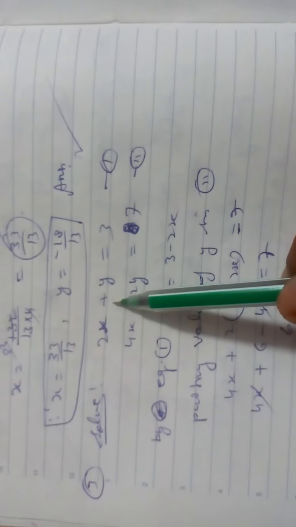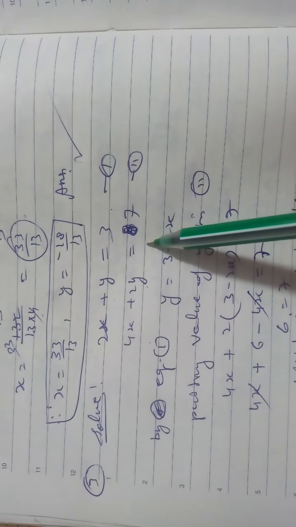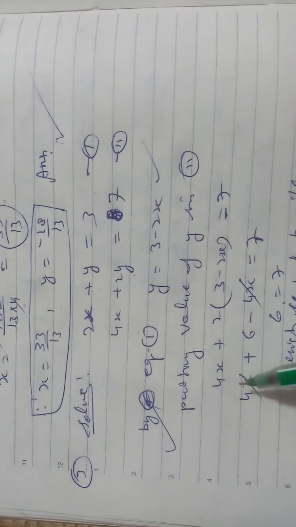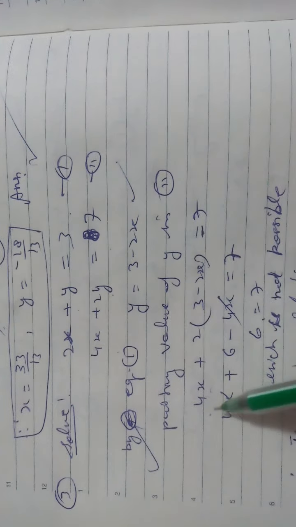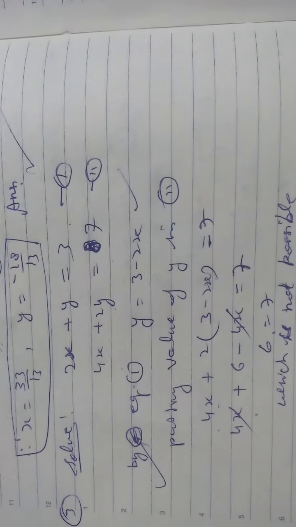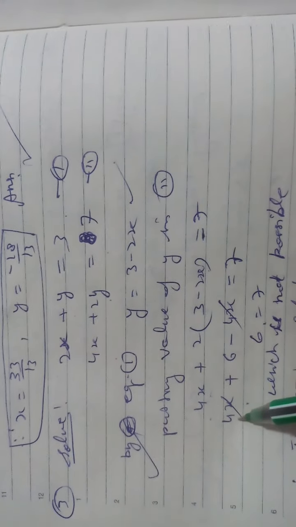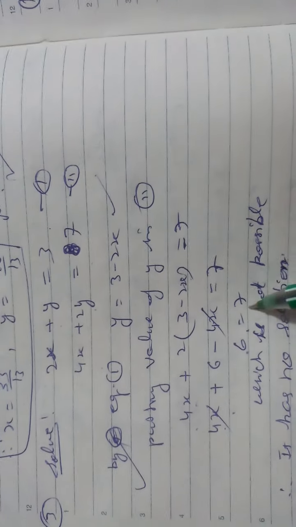One more example I am taking: 2x plus y equals 3, 4x plus 2y is equal to 7. By equation 1 I am getting the value, putting in equation 2, you are getting both sides where the variables are not present. Why? 2 times 3 is 6, 4x cancels. So don't think that your question is wrong. No, it is not wrong. You are getting 6 equal to 7.